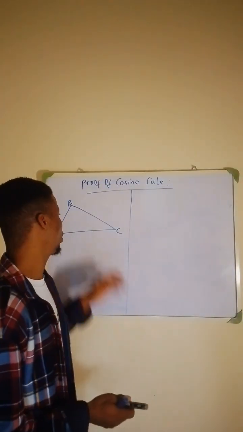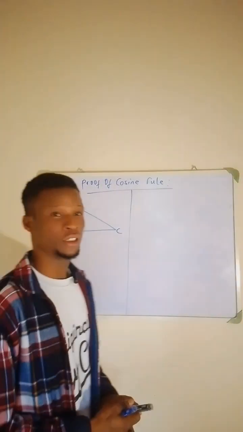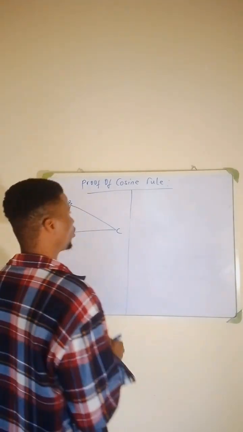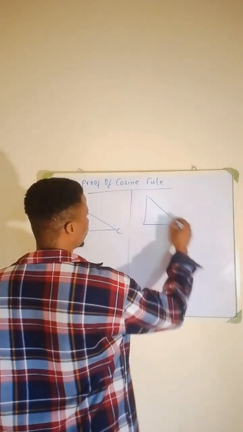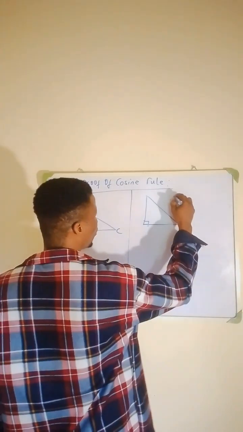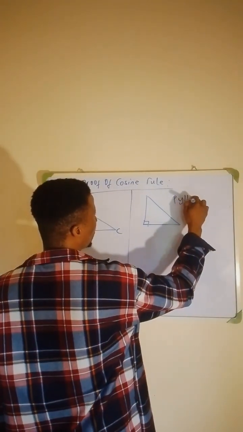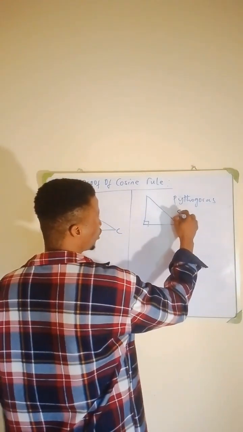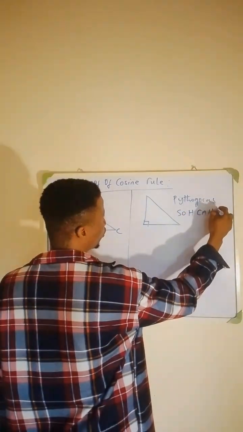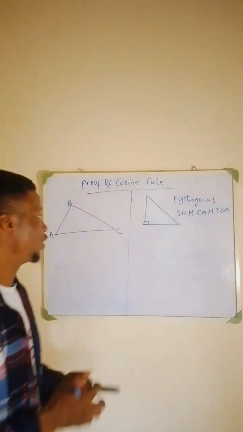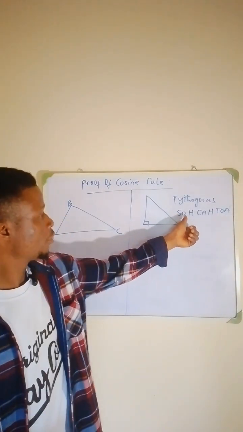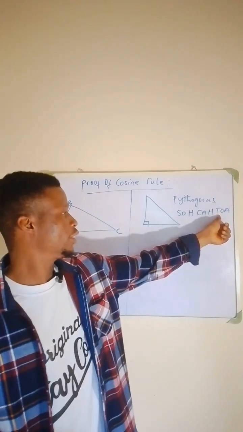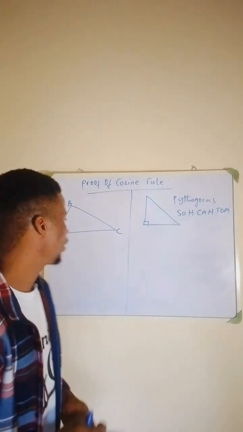Remember, when you are given any question involving a triangle, if it's a right angle triangle, you can make use of the Pythagoras rule. You can also use this other rule, SOHCAHTOA. I know many of us have heard of this. This is sine, opposite over hypotenuse; cosine, adjacent over hypotenuse; tangent, opposite over adjacent.